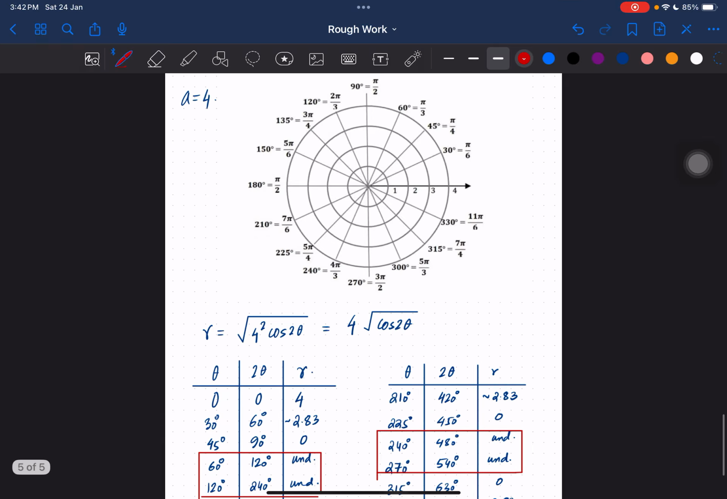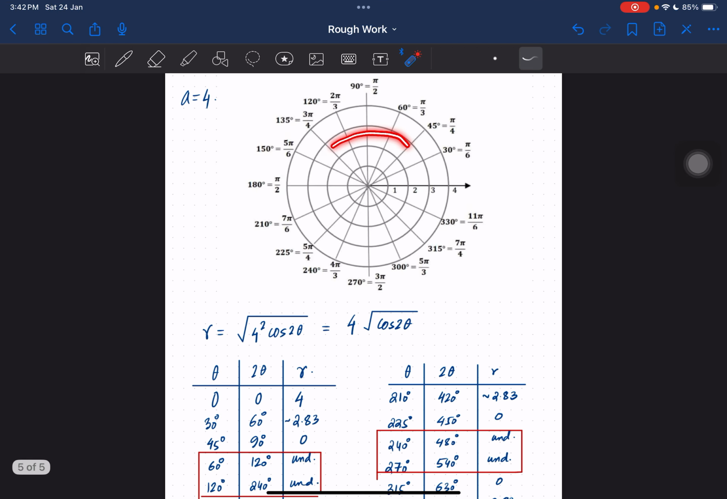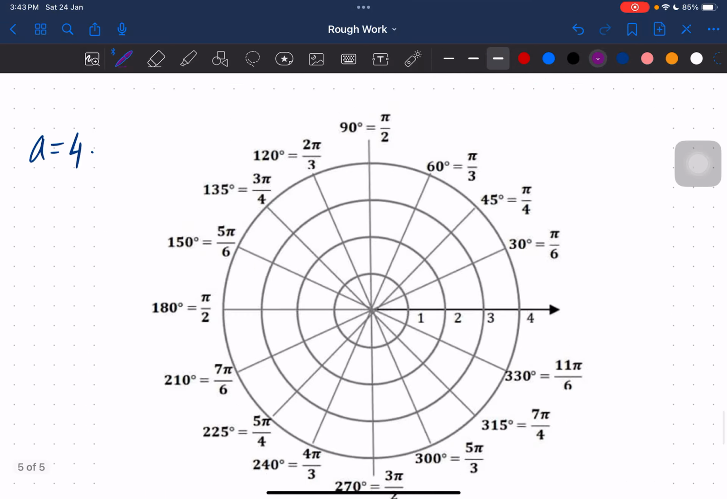So from 60, right? So up to 45 you will get a figure. At 45 it is 0, right? So this is the point. So between 45 to 135, this part you will not get any figure. This is the undefined region. So let me try to give a color to it.